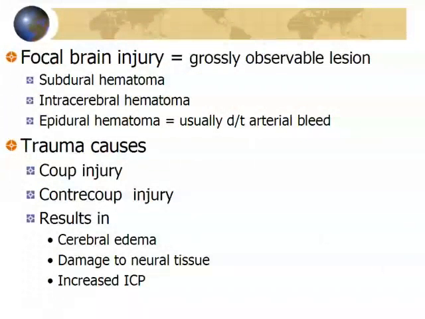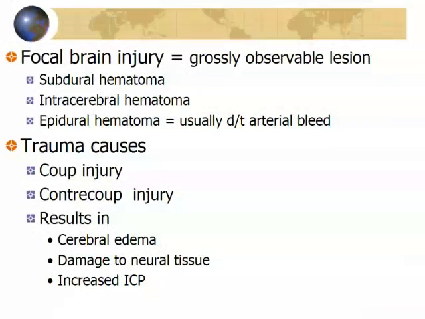A focal brain injury is where you have a grossly observable lesion. A subdural hematoma will increase your intracranial pressure and cause herniation of the brain if it's not treated. An intracerebral hematoma also will cause an increase in intracranial pressure with edema formation. And an epidural hematoma is usually due to an arterial bleed. It is a surgical emergency because it can actually cause the temporal lobe to shift and or herniate.